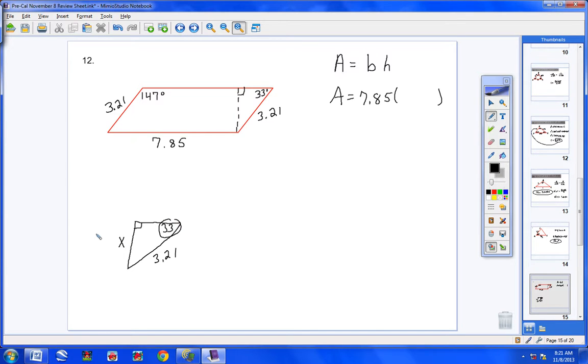Okay, based on this angle, this side over here is called my what side? Opposite. This side here is across from the right angle. This is my hypotenuse. So if I'm dealing with opposite and hypotenuse, then I can use sine. I can say sine of 33 degrees equals opposite over hypotenuse. And now multiply both sides by 3.21. So 3.21 sine of 33 degrees equals x. And now let's type this whole thing into our calculators. Let's see what we get.